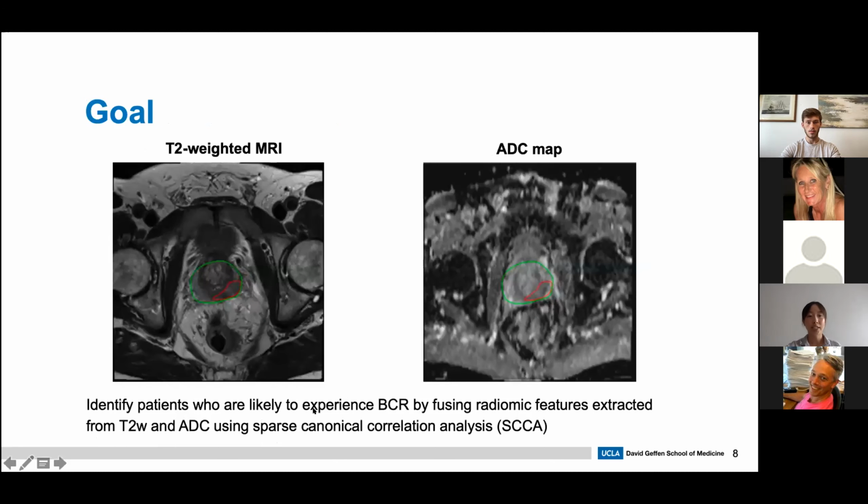So finally, our goal in this study is that we want to extract quantitative imaging features, which are called radiomic features, from both T2 and the ADC maps. And then we want to fuse them together using a variant of canonical correlation analysis, which is called Sparse CCA, SCCA. And then we want to use them to predict the likelihood of a patient having BCR.